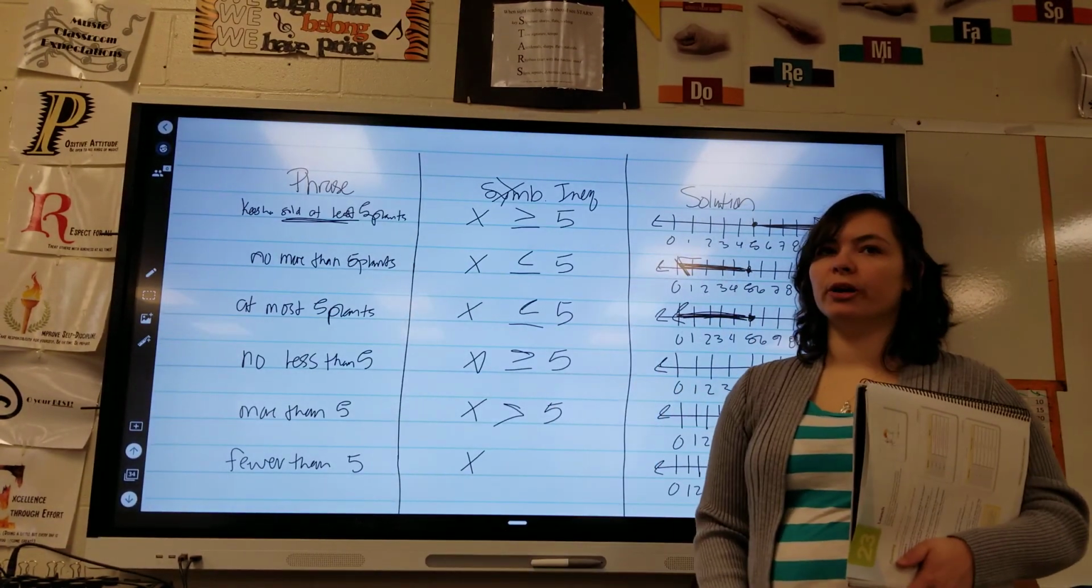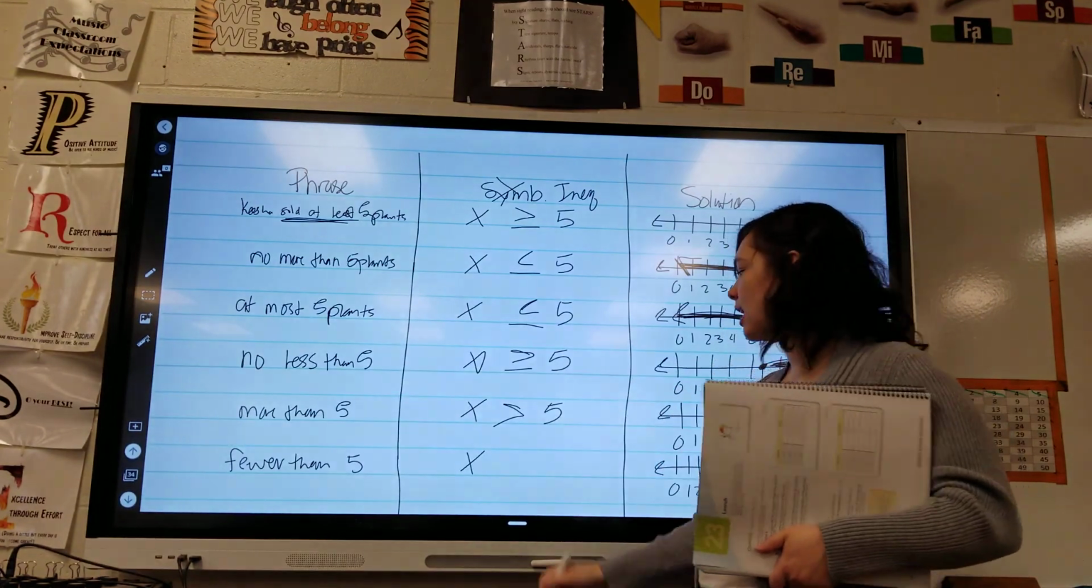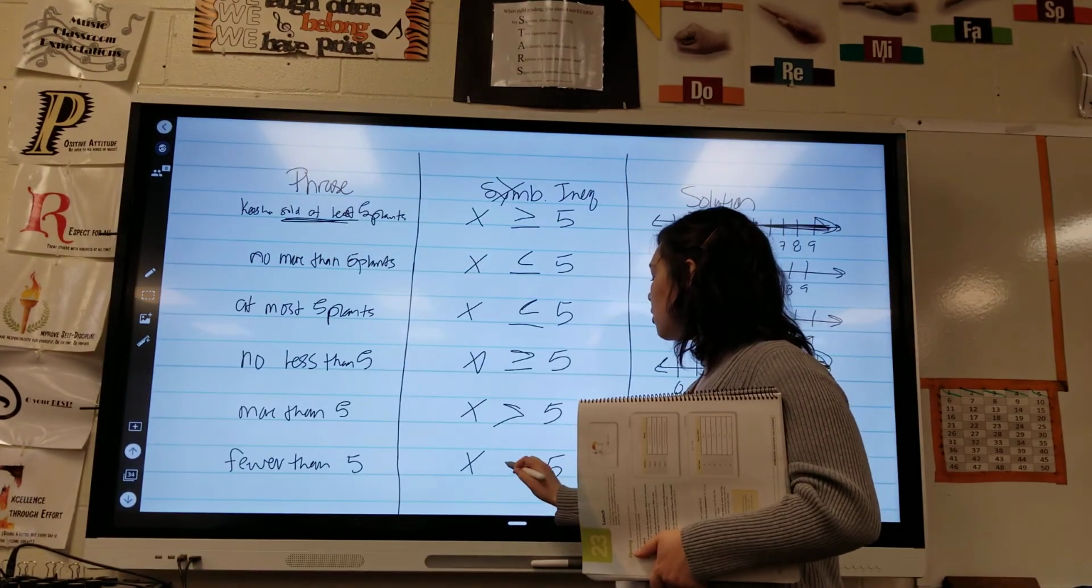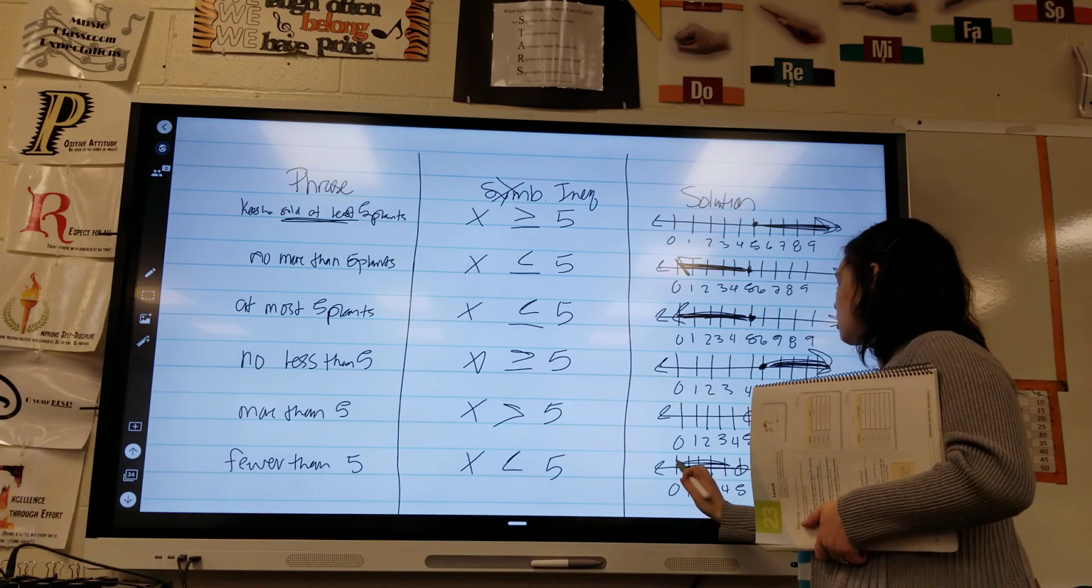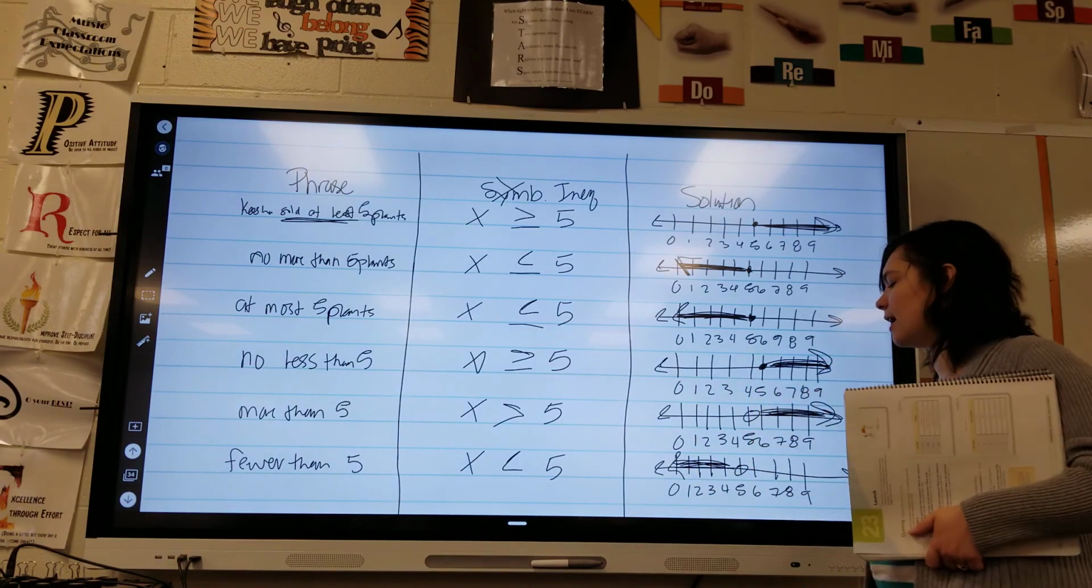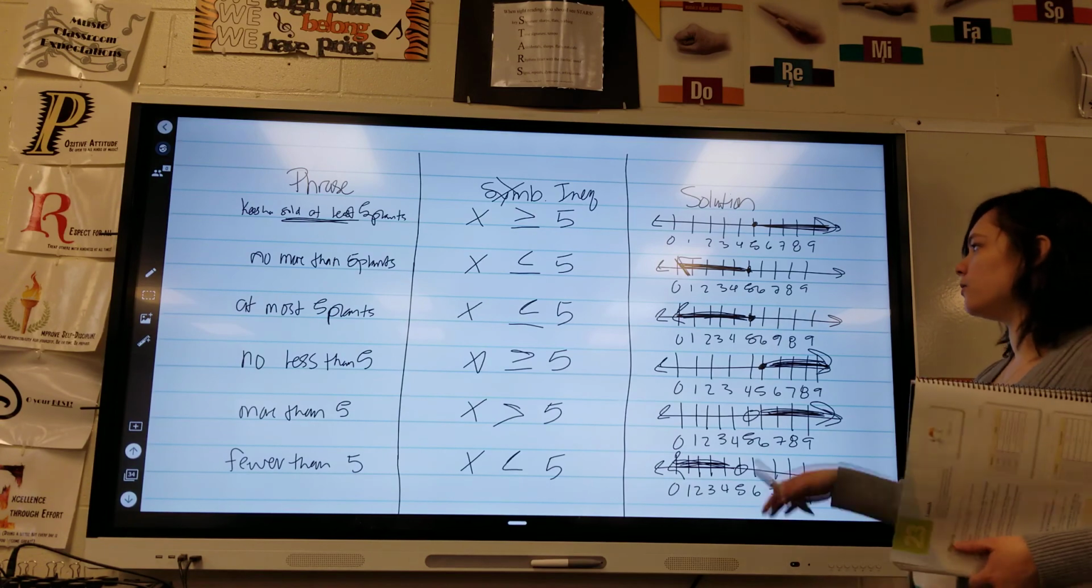What about fewer? This is nice too. She sold fewer than 5. She did not sell 5. She sold less than 5. Again, a circle, and highlight less than 5. So hopefully this makes sense.